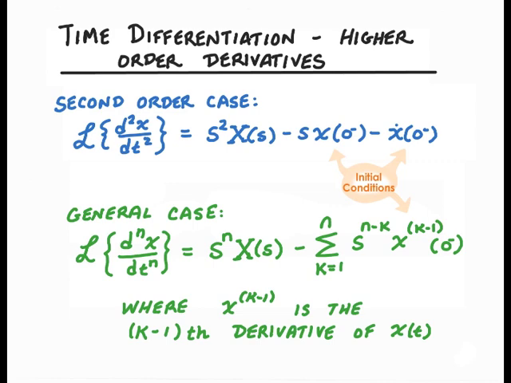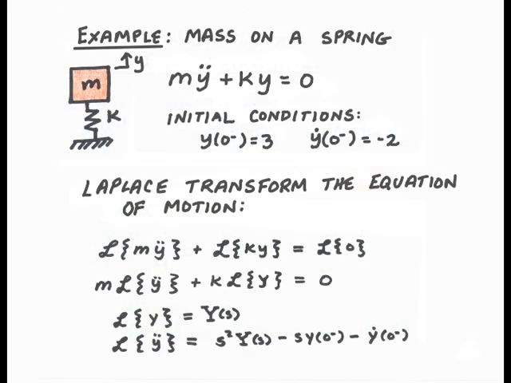Let's look at an example. We'll consider a mass on a spring. The output signal is the displacement of the mass y. There is no input signal, so this is a zero input case. This system is governed by the differential equation m y double dot plus ky equals 0. And we'll look at the problem with initial conditions y at time 0 minus is 3 and y dot at time 0 minus is negative 2. So this has an initial condition on both position and on velocity.